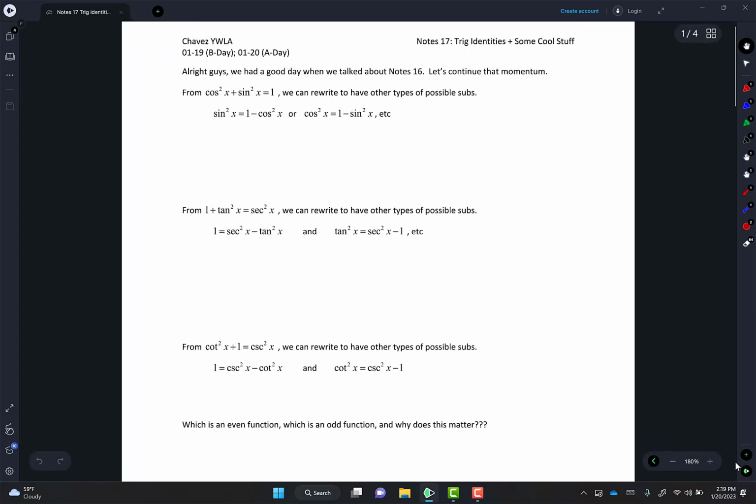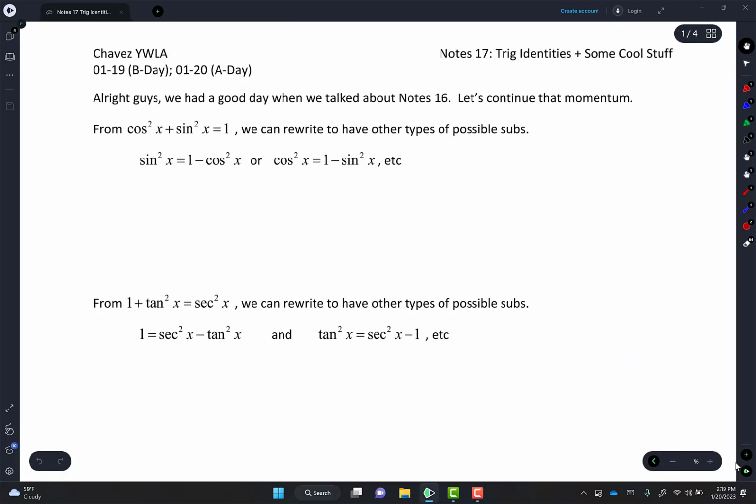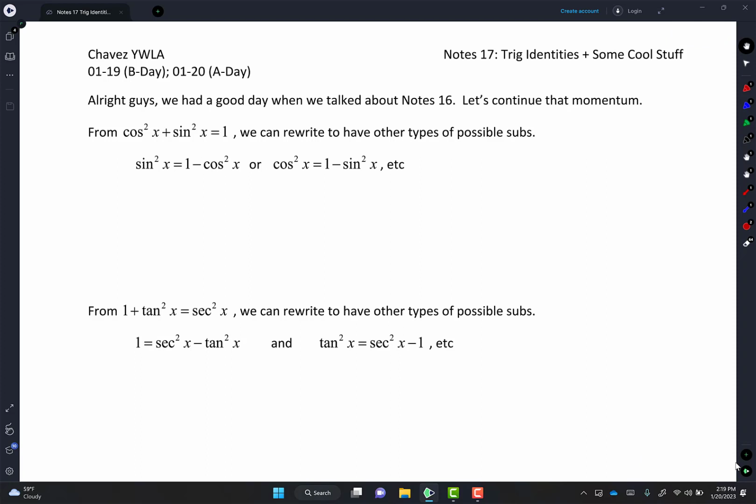All right, guys, here we go. Note 17, trig identities and some cool stuff. It's pretty much a continuation of note 16, guys. So let's go ahead and continue. So what do we know right now?